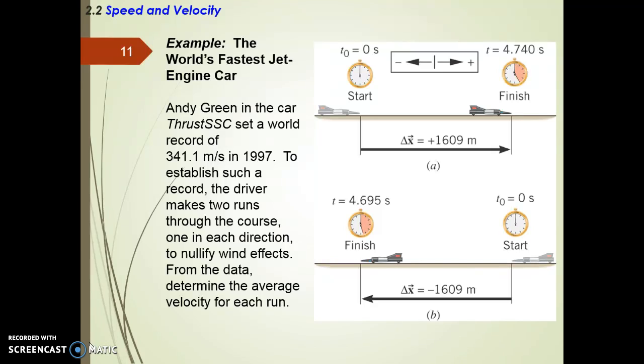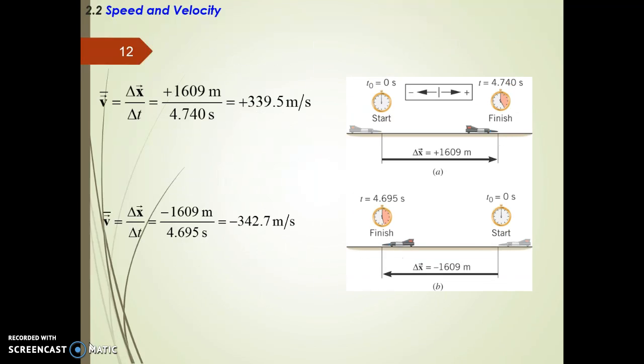All right, so let's see what the solution is. Again, average velocity is just going to be change in position over time. So in the first leg, part A, it had an average velocity of 339.5 meters per second. In part B, it had an average velocity of 342.7 meters per second in the negative direction, hence the negative sign that we see there. So those are the average velocities.